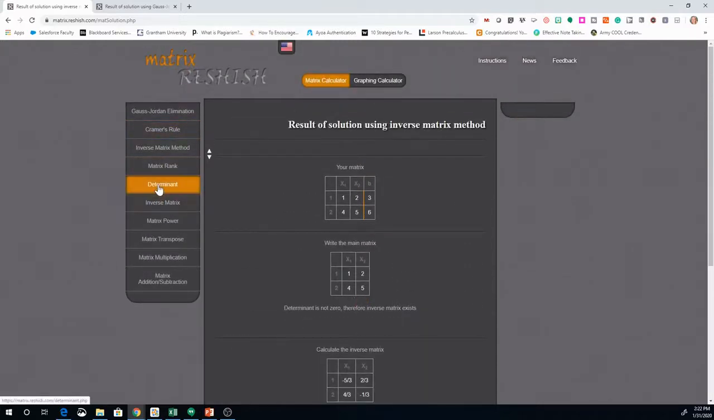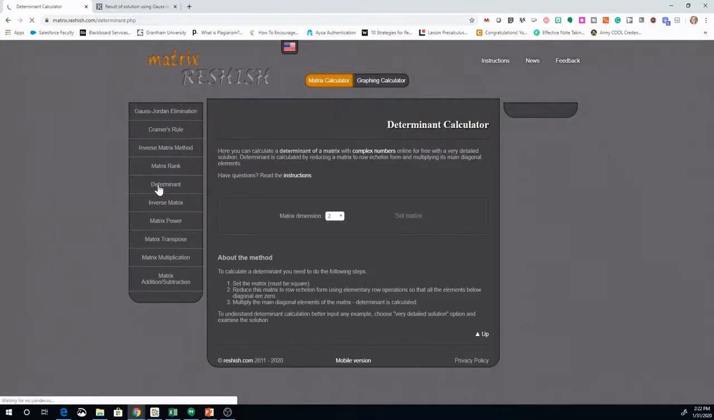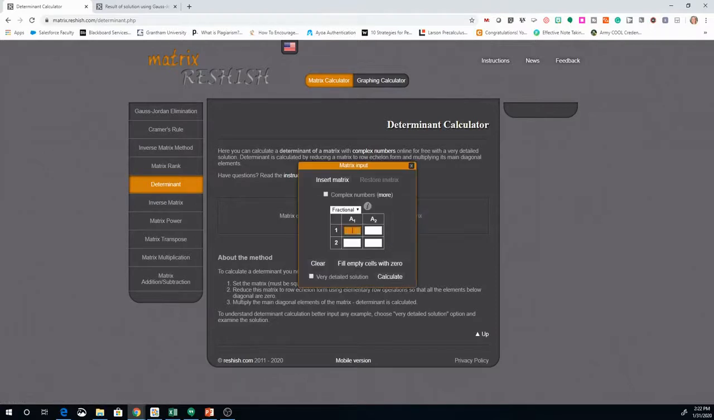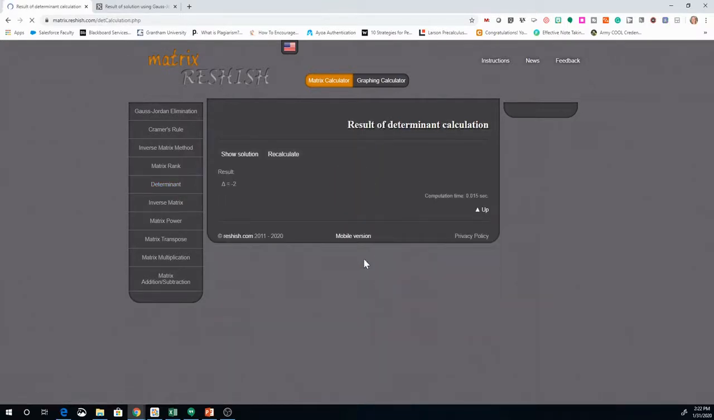You can find the determinant using this, so you click on Determinant. Again, you need to have a square matrix, so if I have a matrix dimension of 2, I have 1, 2, 3, 4, just plug in some numbers, calculate, and the determinant is negative 2. If you want to see just the inverse matrix, you can click on Inverse Matrix.